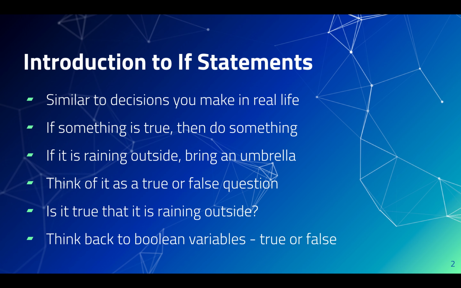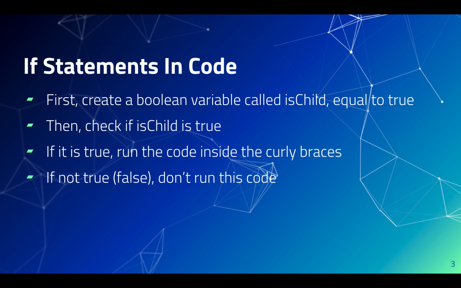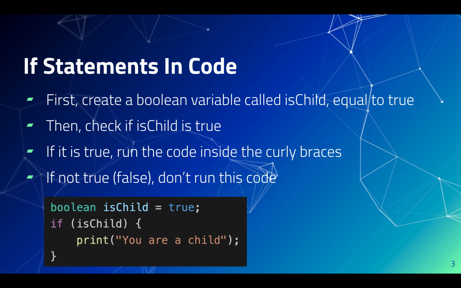Since if statements evaluate true or false values, you can connect them to Boolean variables, since Booleans are either true or false. So if you look at the code, first we are creating a Boolean variable called isChild, which has a value of true. Now we have our if statement. We start with the keyword if. Then in parentheses we put the Boolean we want to evaluate, which is isChild in this case.